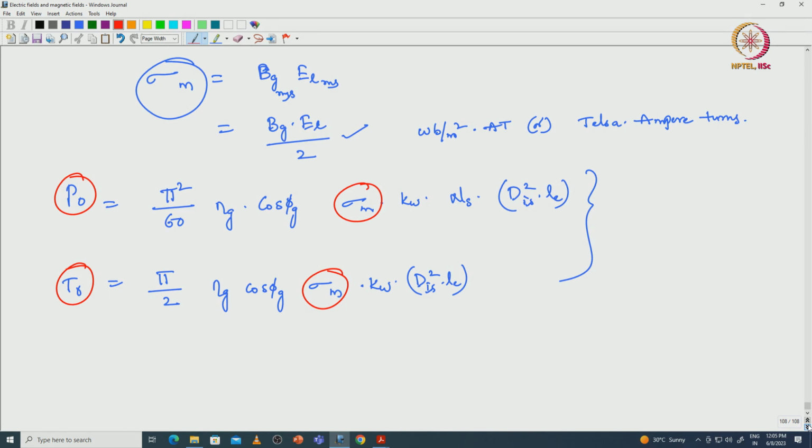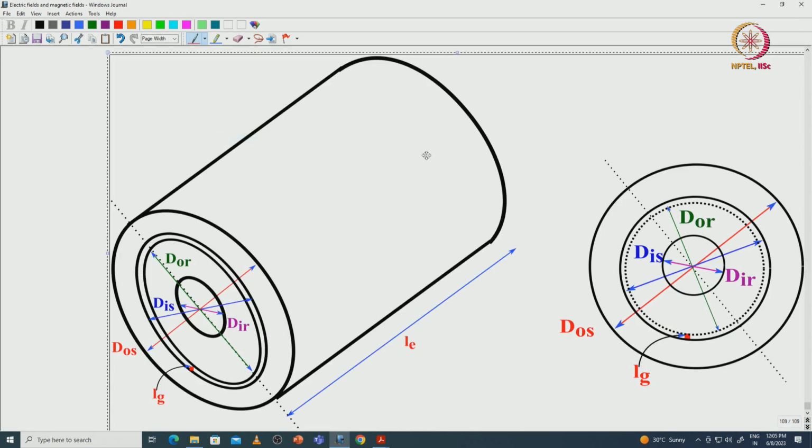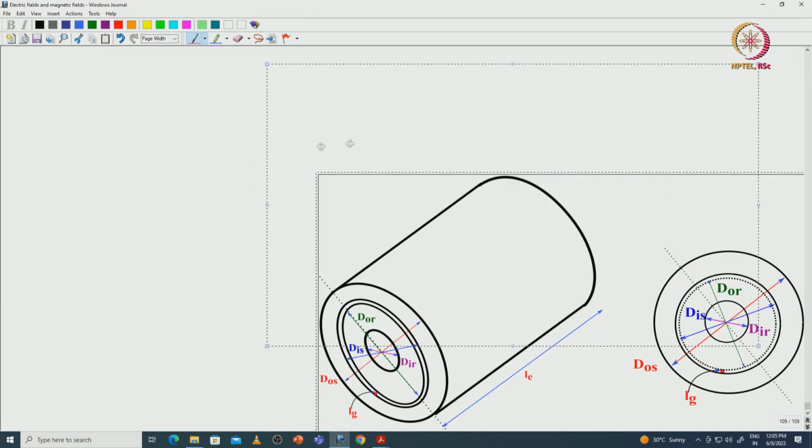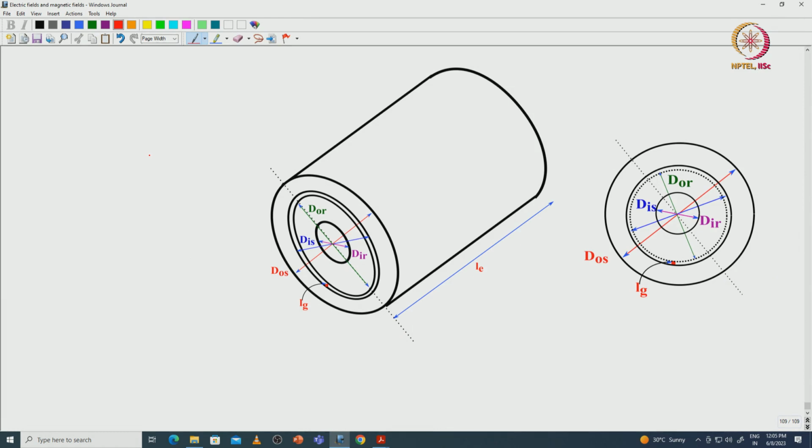Next we will see the rotor dimensions. If we look at the structure of a machine in this image, the stator inner diameter is dis, the stator outer diameter is d0r, but what is the outer diameter of the rotor?